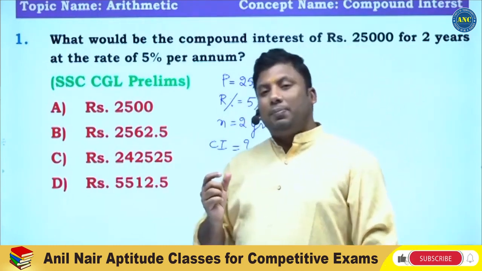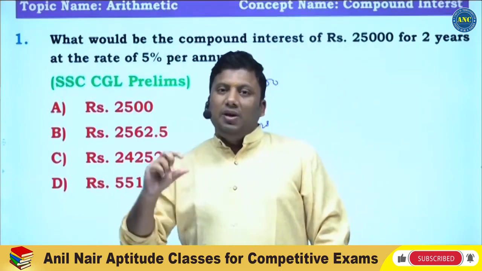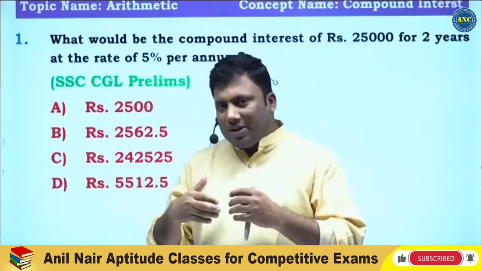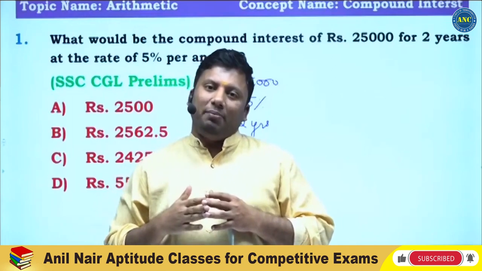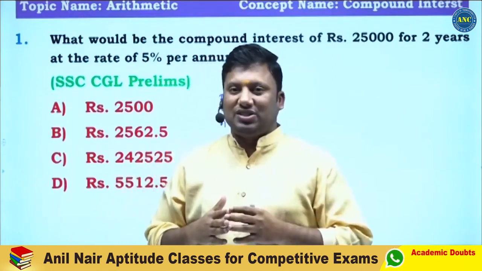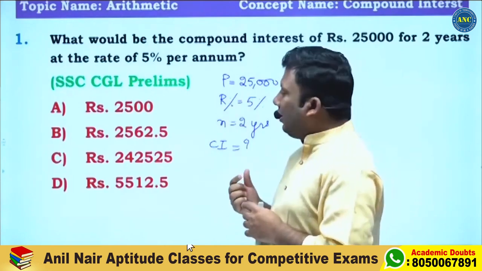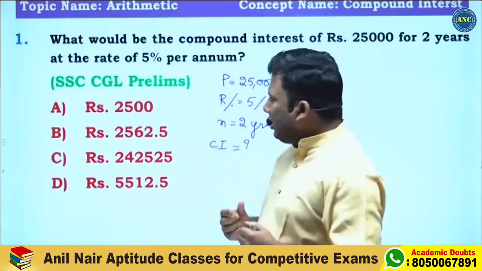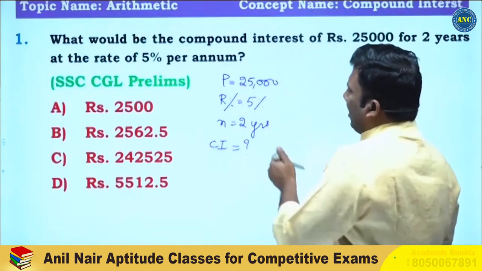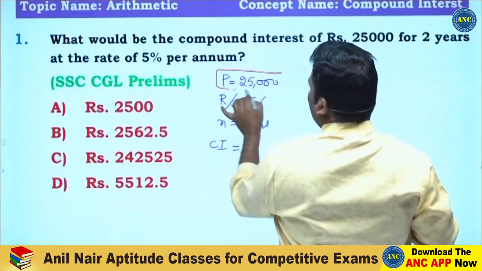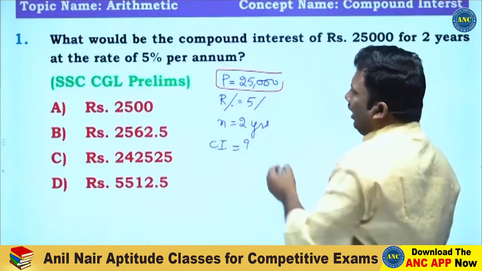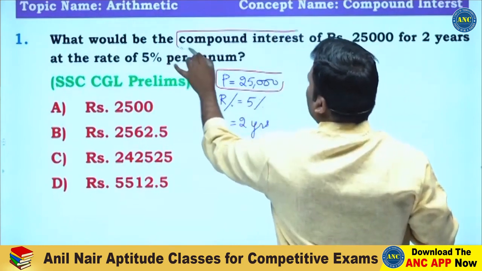Now if you see here, rate is 5%. What do you mean by 5%? 5% means 5 by 100. That means for every 100 rupees I take from my friend, I give 5 rupees extra. That means the interest I give will be 5 rupees on every 100 rupees. So interest is very, very small. If I look at the answer options, I took from my friend 25,000 rupees. I need to find out compound interest.